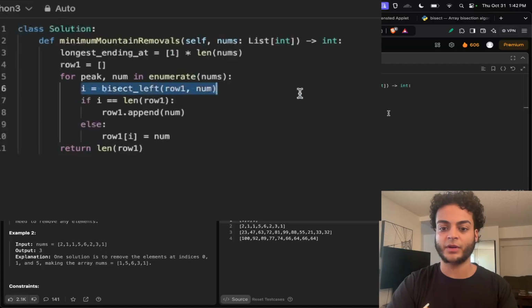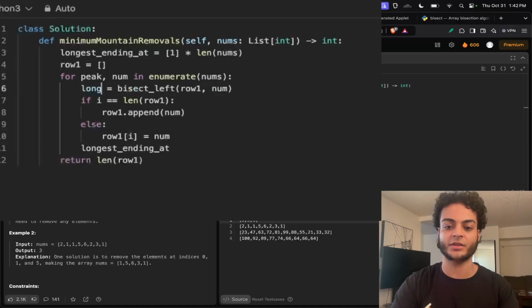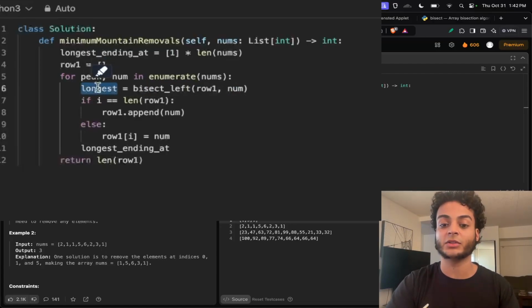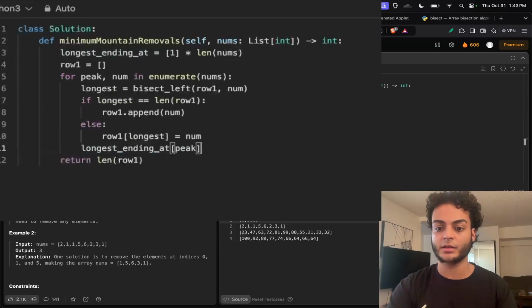I'm still going to find the position of the number in our row, and I'm still going to do this insertion. I'm going to make sure I save what this insertion was. So let's rename it a little bit more aptly so it's easier to understand. Basically, we know that the longest increasing subsequence which ends with this number will have a position, which is where we inserted at. So this is the number we want to save. The longest ending at peak equals longest.